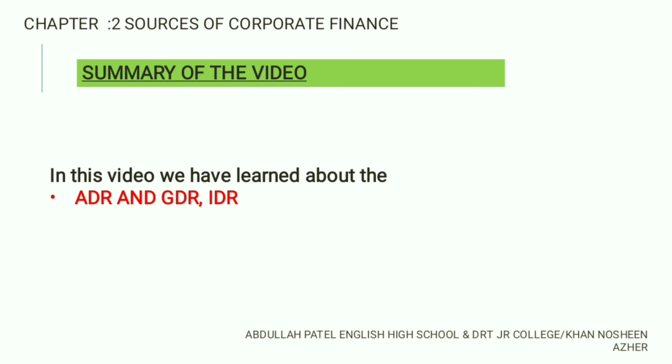Summary of the video. What we have learned in this video is about the ADR and the GDR, where we said that both are depository receipts. ADR stands for American Depository Receipt and GDR stands for Global Depository Receipt. ADR is issued to foreign investors of America and GDR is issued to investors from European countries. And what is IDR? IDR means when an Indian person is interested in investing in another country, he will get the IDR receipt.